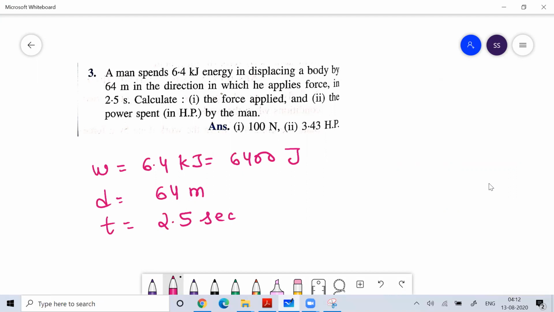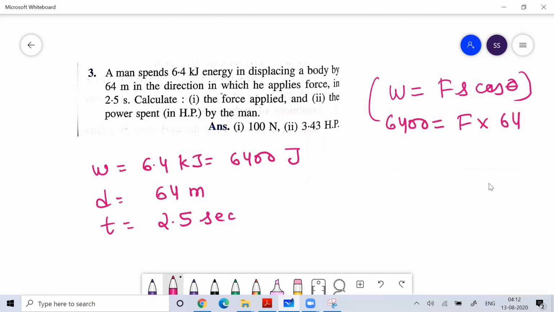You know the formula that work is equal to F into S cos theta. Here the direction is the same as where you're applying the force, so theta is 0. The work done is 6400, the force you want to determine, and the displacement is 64 meter. So my force is equal to 100 Newton. Then the power spent by the man, they're asking in horsepower.